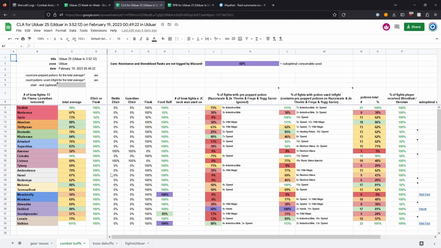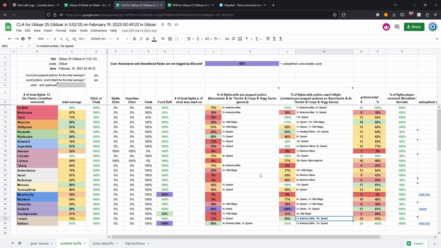Combat buffs is looking at your flasks, your food, and your potions. Since we're usually on top of everyone for food and flasks, that's almost always 100%. For potions, it does a breakdown for pre-potting, and it does a breakdown for potting mid-battle. Healers are always exempt when we look at this because they just mana pot when they need to. We want everyone else in here as much as possible.